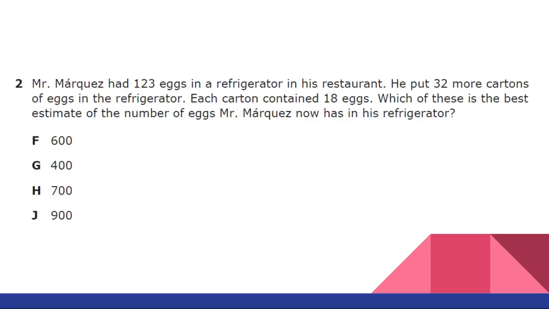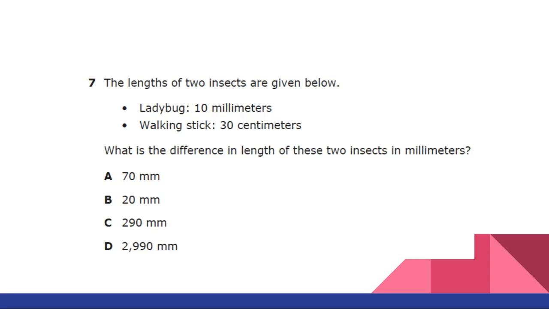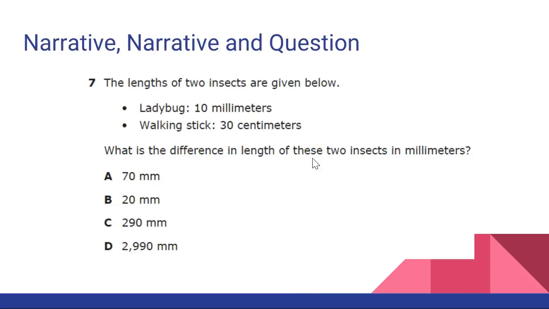Number 2. Notice on number 2 we have 1 paragraph, but it's a narrative, and then we have a question. So this is narrative and question. Number 7. Number 7 has a narrative, then we have a break, then we have another narrative, and notice they're bulleted items, which we're seeing more of on all the tests, then a break, and then we have a question. So it's a narrative and question.